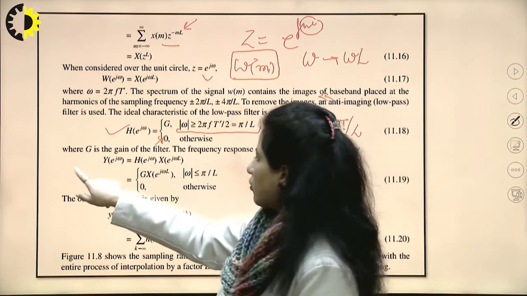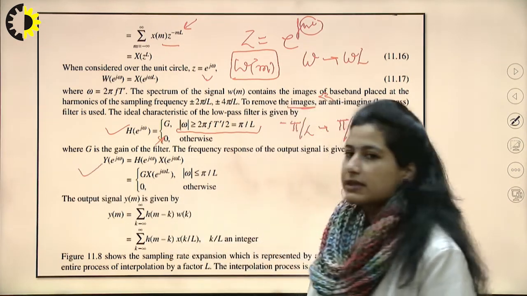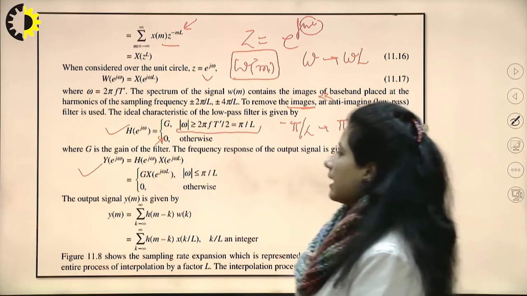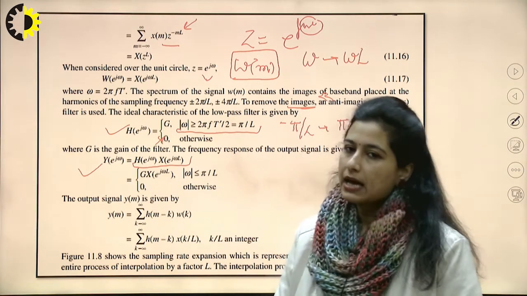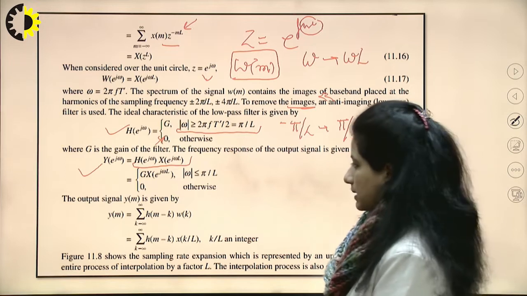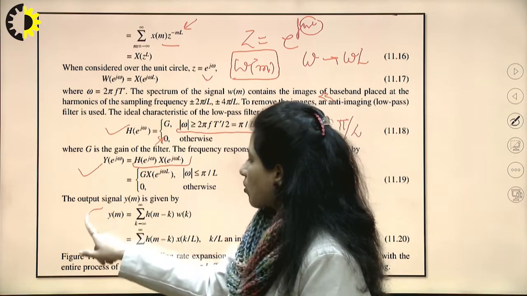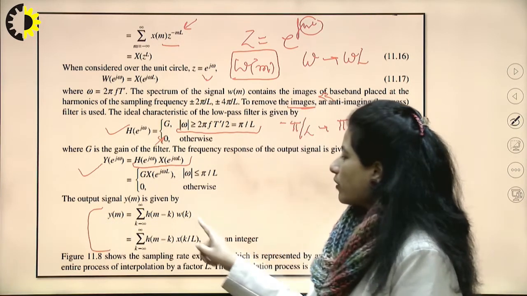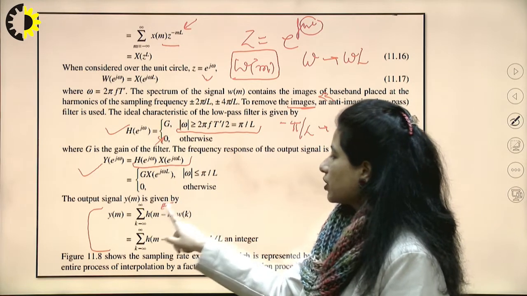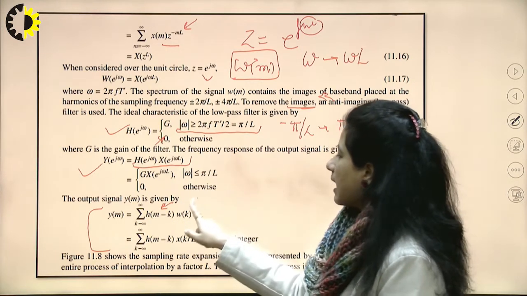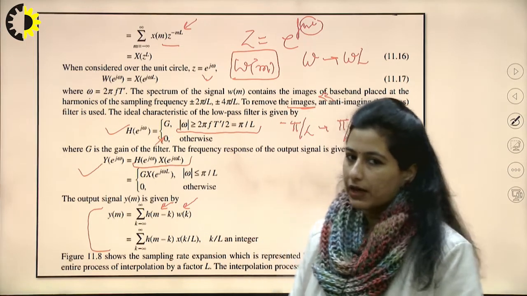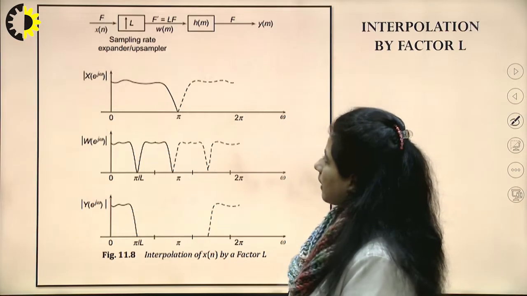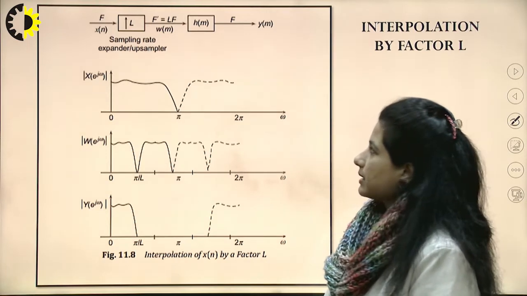So if I want to look at the spectra of the overall signal which I am receiving at the output, that would be the multiplication of the filter transfer function and the input signal in the frequency domain. And this can also be represented as the convolution of the transfer function of the filter which I am choosing and the input signal which has been interpolated by the value L. So let us see how this spectra goes around.